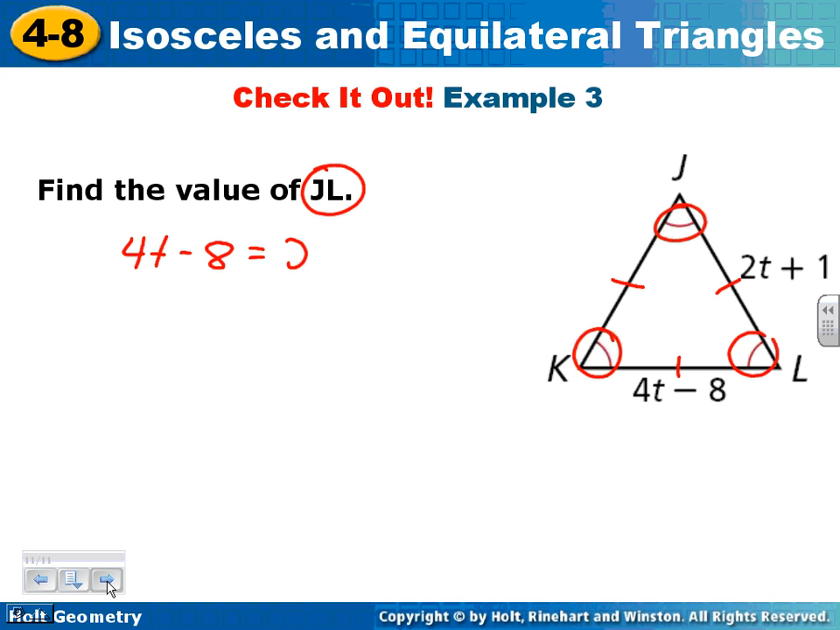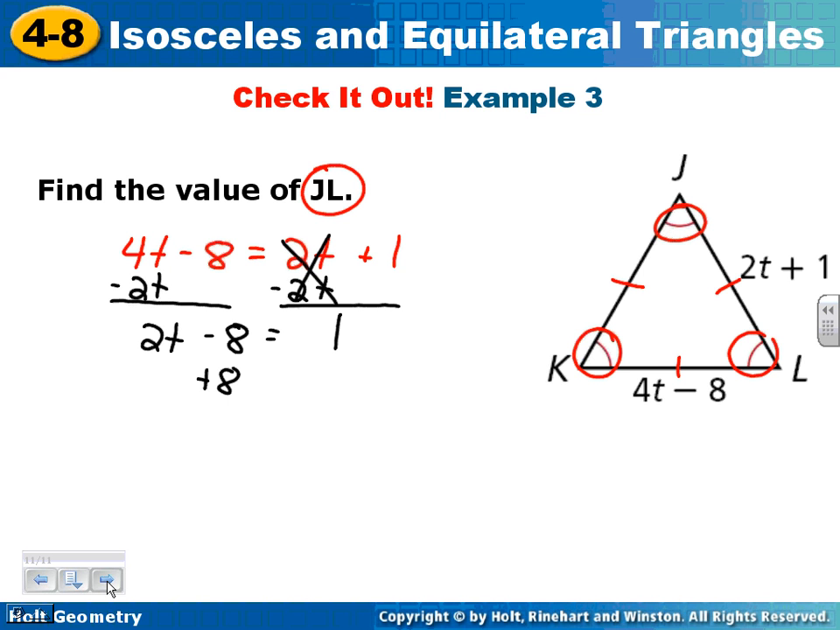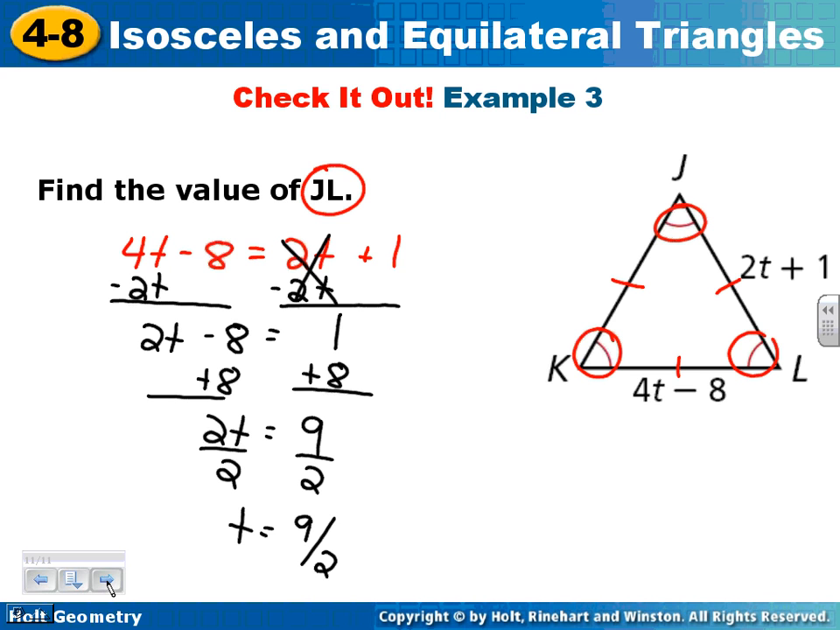4t minus 8 would equal 2t plus 1. And let's solve this. How about we subtract 2t from both sides? That would give me 2t minus 8 equals 1. When I add 8 to both sides, that gives me 2t would equal 9. Divide by 2, leave your answer as a fraction, 9/2. But don't stop with that answer of 9/2. I need to plug it into JL, which would be 2t plus 1, and plug in my 9/2. So I have 2 times 9/2 plus 1. Now when I do that, I can cross cancel my 2's to give me 9 plus 1, which is 10. The final answer is 10.